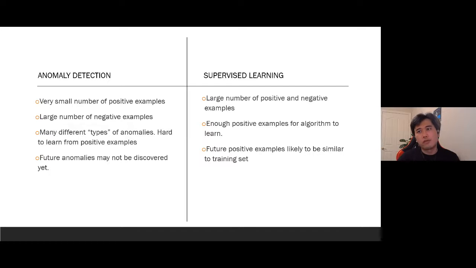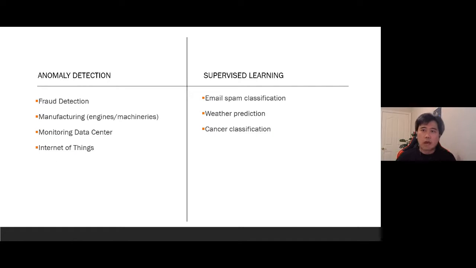When you have a large number of negative examples, of course, and a small number of positive examples, that's when you use anomaly detection. And there are some instances where you don't really have a good example of an anomaly yet, that you haven't discovered, or even the expert hasn't discovered yet. That's when you use anomaly detection algorithms. And of course, for supervised learning, most likely future examples will be similar to the training set. So how would you know which one to use?